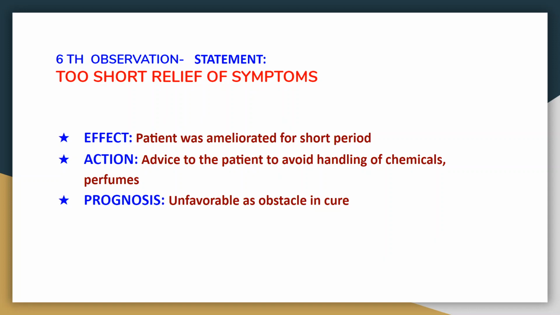What is the effect seen? The patient is ameliorated for a short period, and the patient should be advised to avoid handling chemicals and perfumes. Prognosis is unfavorable as there are obstacles to cure. So this was a short discussion on Kent's observations 4 to 6. In the sixth observation, the physician has to confirm why the patient is showing amelioration for a very short time. It is only because the patient may be handling strong-odored things such as perfumes, camphor, or any other strong smelling substance. Okay, so this causes amelioration to last for a short time.